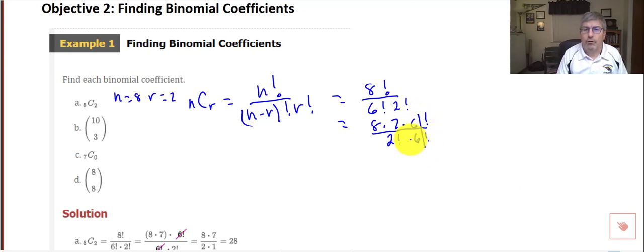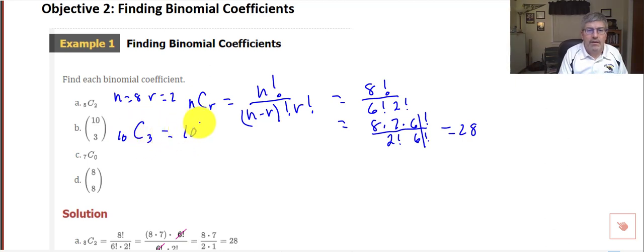The 6 factorials are going to cancel. 2 factorial is just 2. So 8 times 7 is 56 over 2, which simplifies to 28. And 10 choose 3 is the exact same thing. This is the same as 10 choose 3.